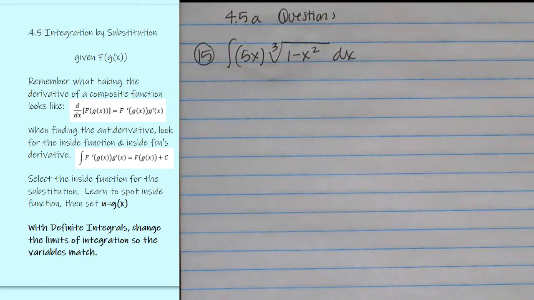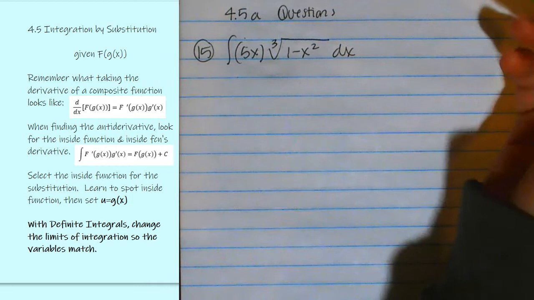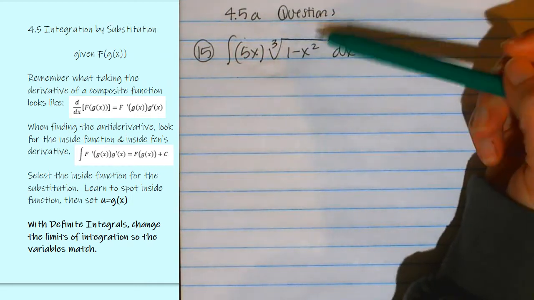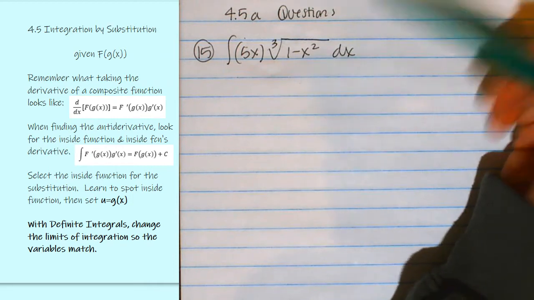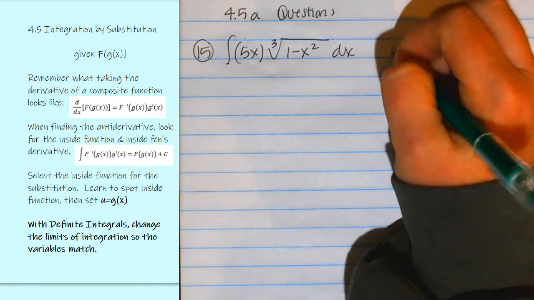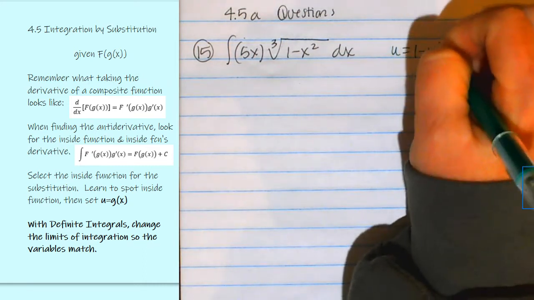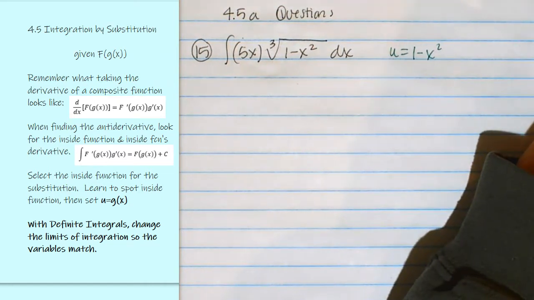Okay, so there were a couple of questions with homework, so I just want to look at those for a sec. 15 in 4.5 in our first homework with u substitution, we're looking for a way to get rid of this 5x because we have a function within a function, and given that 1 minus x squared is inside, that must be the composite that I'm looking for.